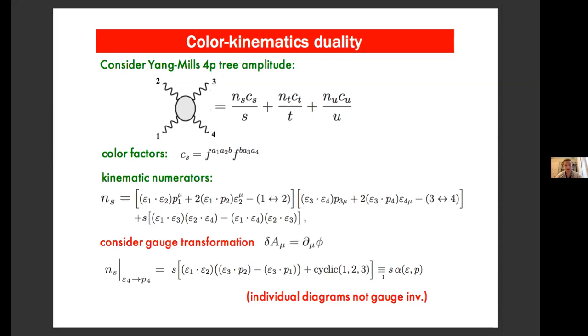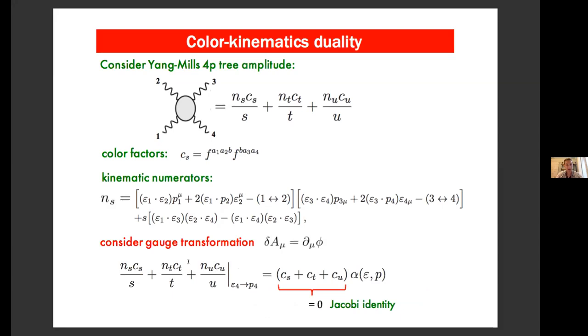And the remaining term is actually completely cyclical, so for the most part we can ignore it. But now when we add all three diagrams together, we notice that all of the poles cancel. We get something completely local. It will be proportional to this function here, and it will be proportional to the three color factors, the color factor I showed here. And this we can recognize as being the Jacobi identity for f^{abc} structure constants. So we know that this identity has to be true if this amplitude is supposed to be gauge invariant. And luckily, since f^{abc} comes from a Lie algebra, it is true.